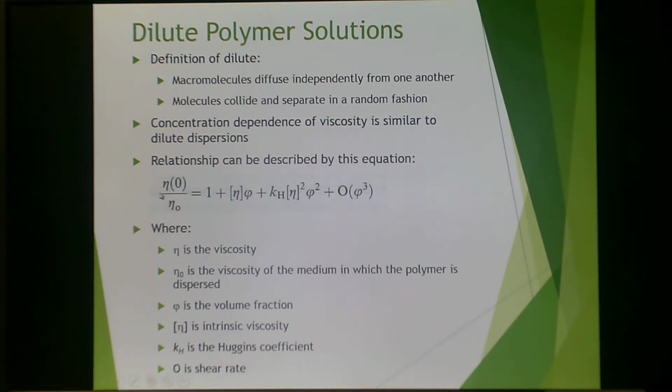where eta is the viscosity, eta sub 0 is the viscosity of the medium in which the polymer is dispersed, in other words, the solvent or something like that. This symbol is the volume fraction, eta in brackets is the intrinsic viscosity, K sub h is the Huggins coefficient, and the last symbol is the shear rate. All of these are very important when we're talking about relating viscosity of a dilute polymer solution.